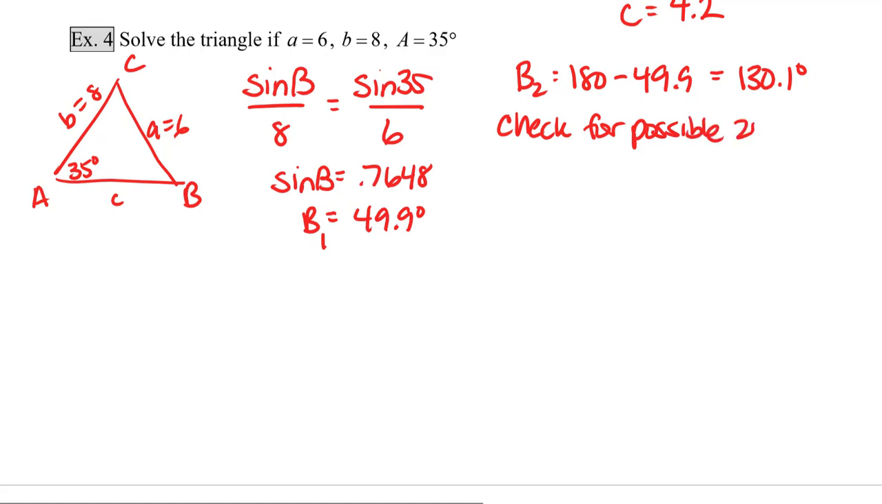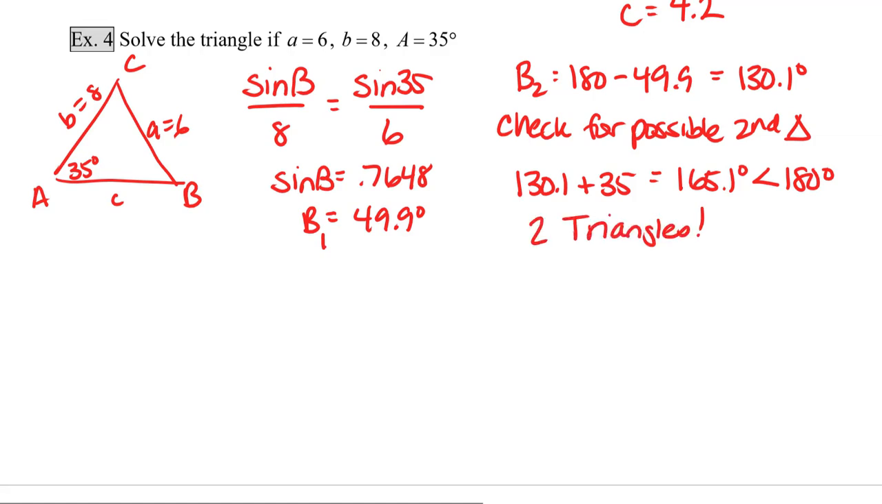Okay, now we'll check for a possible second triangle by adding my B2 to my starting angle A of 35, and I get 165.1 degrees. Now that's less than 180 degrees. That means there is room for there to be a third angle, which means I have a second triangle, or two triangles. So now I'm going to have to solve for both of them. So I know that my first triangle, B1, is 49.9. My second triangle, my B2, is 130.1 degrees.